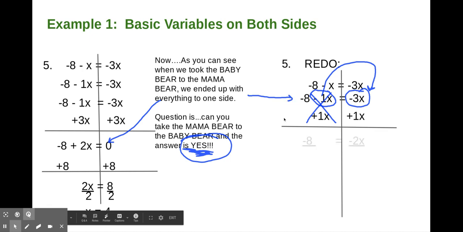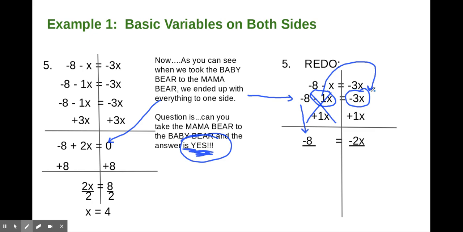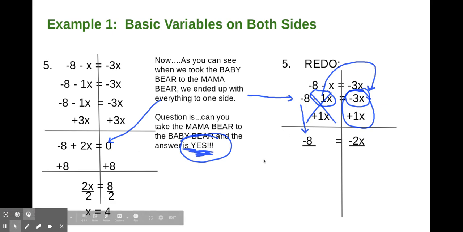I bring down the negative 8. Nothing changed with that negative 8. It just brings down. And then negative 3 and a positive 1x is a negative 2x. So here, it just might be a little bit easier to understand that way as opposed to having to write a 0 there. Okay. And then this just becomes your final step of a two-step equation.